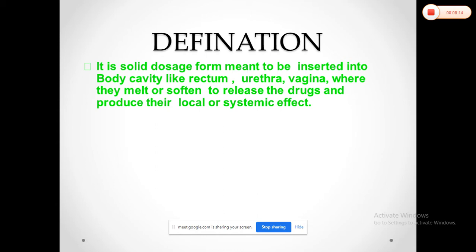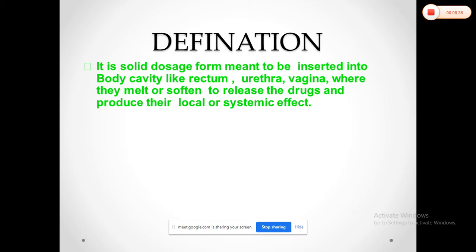So this is the brief history of the suppository, how it developed since 2600 BC until now. Now there are various types of advanced suppositories, like layered suppositories, capsule suppositories, coated suppositories, and disposable mold suppositories. This is the advancement that has taken place.